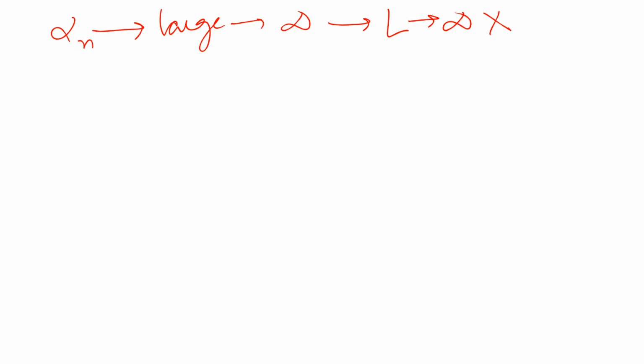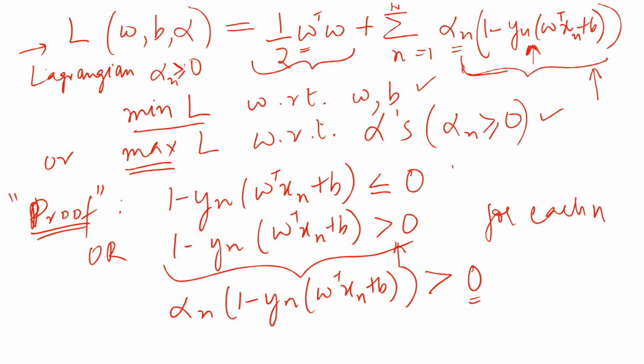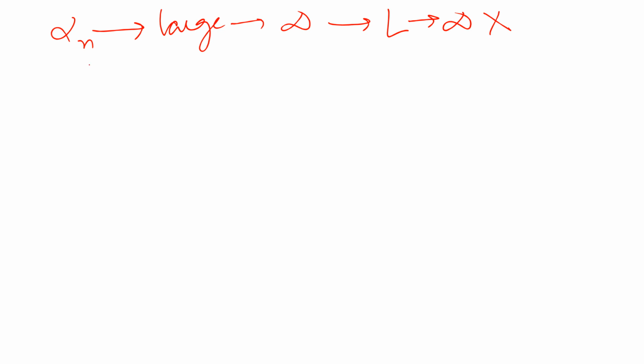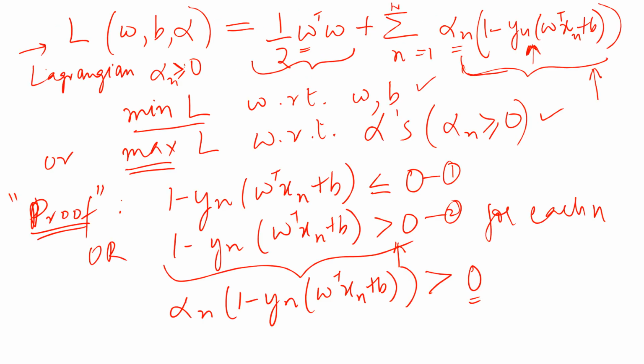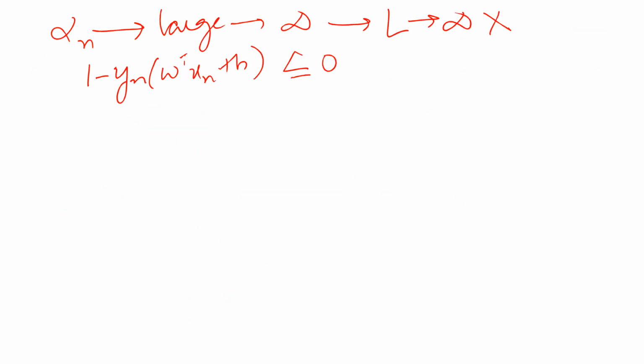To achieve that, maybe I can look at the other possibility, the first one. Let's call it the first possibility. The second possibility we already looked at. So let's look at this possibility: 1 minus yn (w transpose xn plus b) less than or equal to 0. Yes, we just took the strictly greater than case earlier. So we have to do something with this one. This should be the case then, because the first one is not possible. And so if this is less than 0, we have to think in terms of my w's and b's, because we are trying to minimize L.